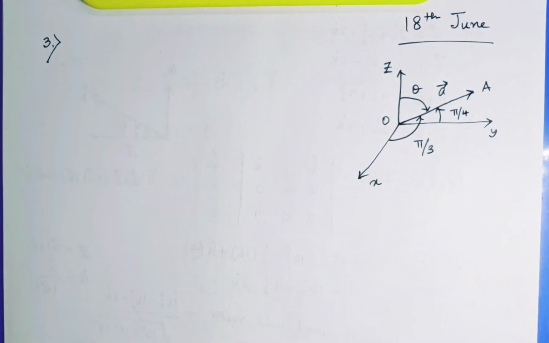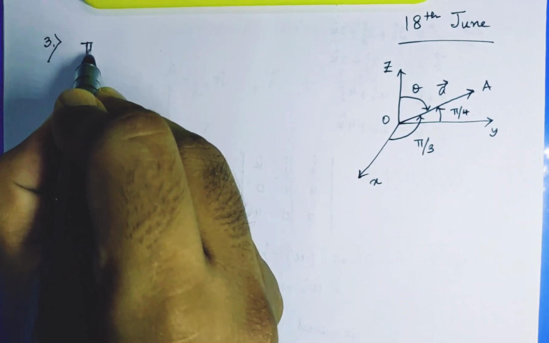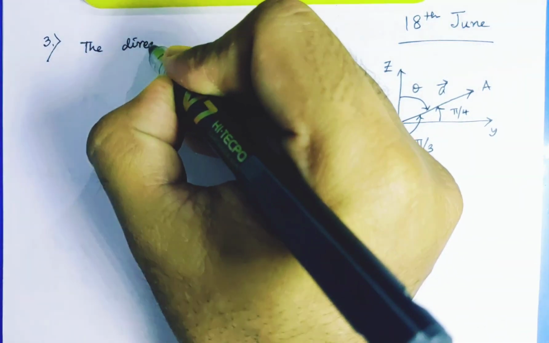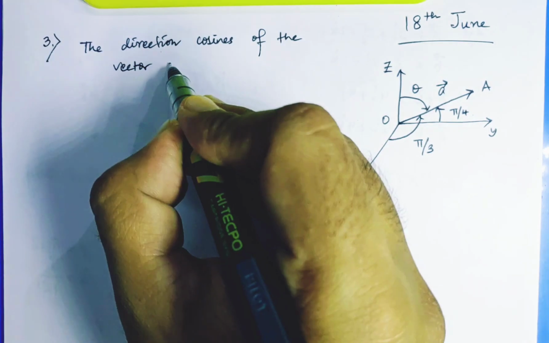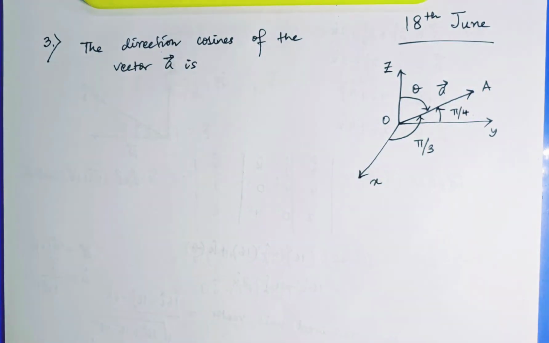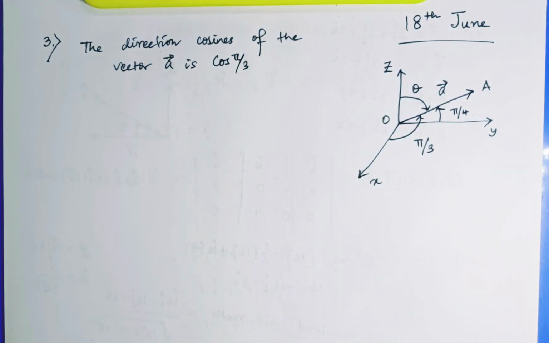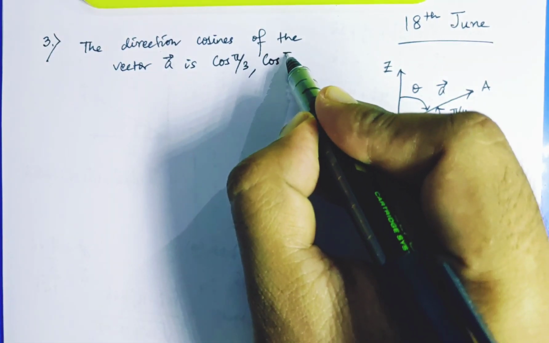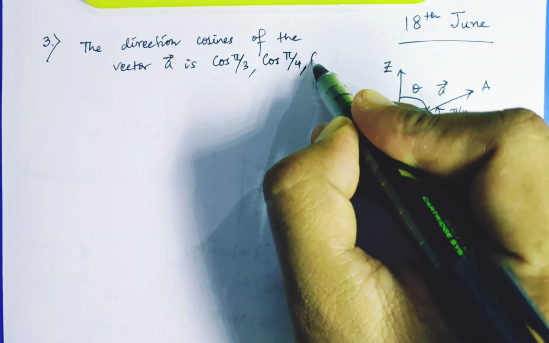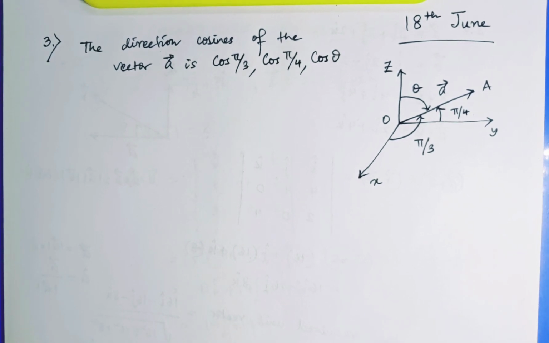Direction angles. Now, can you write me the direction cosines? The direction cosines of the vector A, what are they? Can you tell me? It is cos pi by 3, cos alpha, right? And cos beta. Cos beta is what? Cos pi by 4. And we have cos theta. I think we have learned this thing in previous lesson.